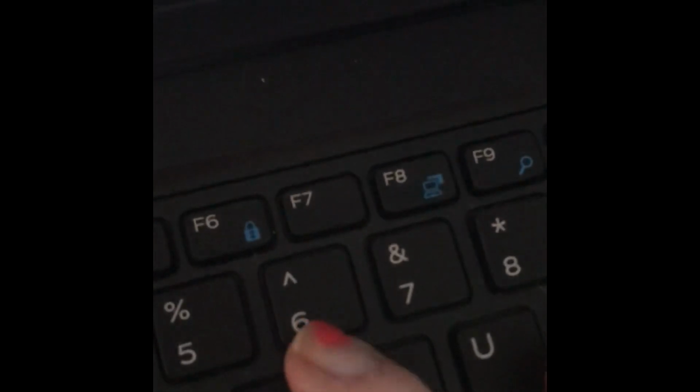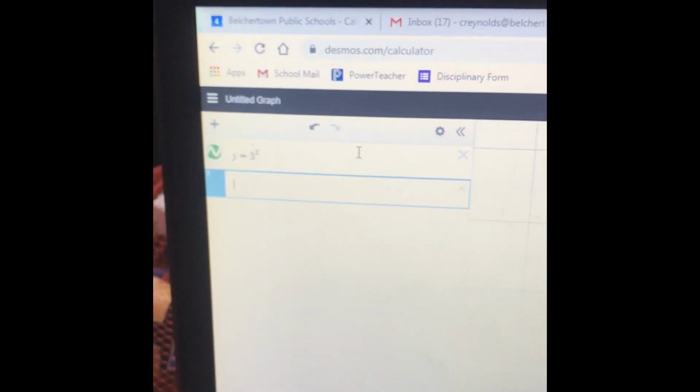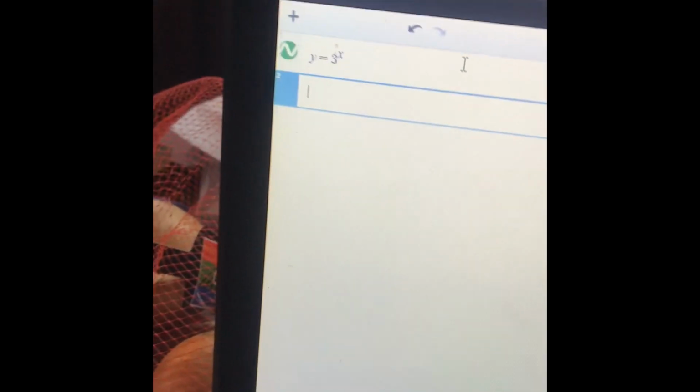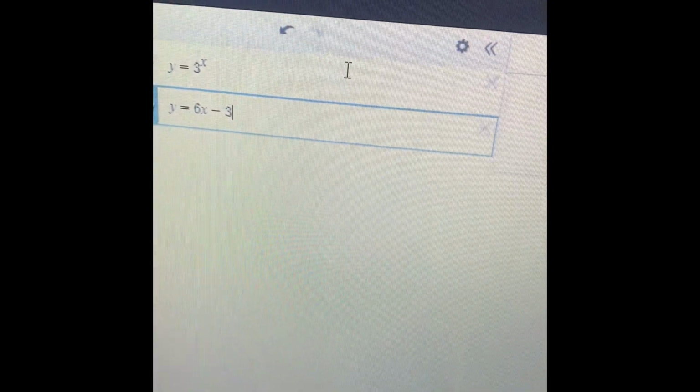So the first one, I'm going to type y equals 3 to the power of x. In order to get to the power, you're going to do the power of 6 and shift that up to the power of x and hit enter. Your graph should show up on the graph. My next one, I'm going to do y equals 6x minus 3, hit enter, and then we have our graphs done.